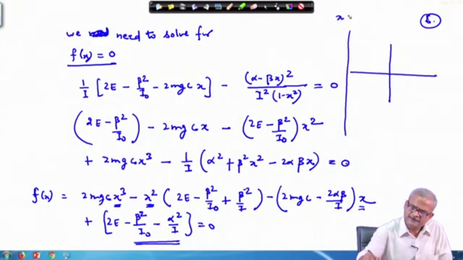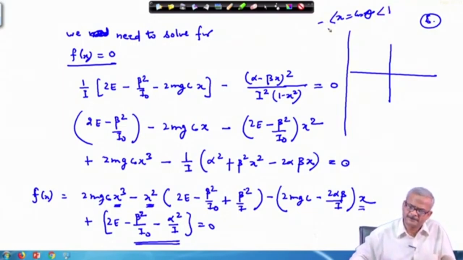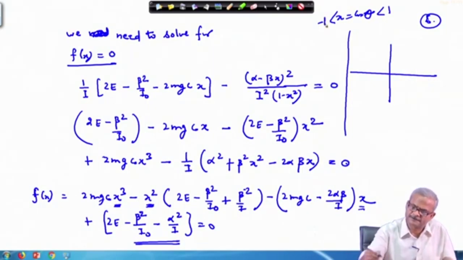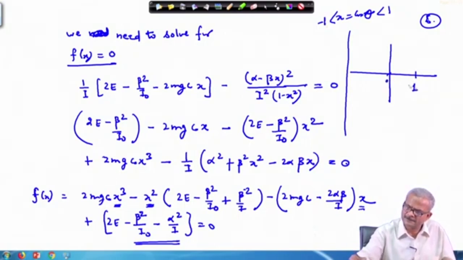because x we have written as cos theta, this is bound to lie between 1 and minus 1, okay, x equal to cos theta. So, it is necessary that the solution lies between 1 and minus 1. Cos theta cannot be greater than 1 and it cannot be less than minus 1. Here this is minus 1. Okay. So, this is 0, 1 on this side and minus 1 on this side.